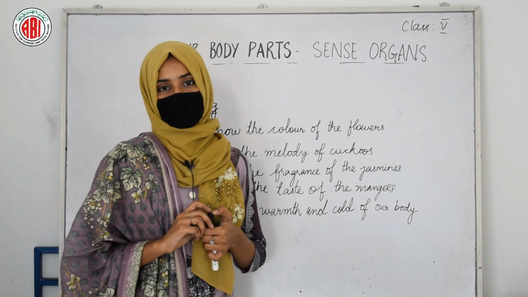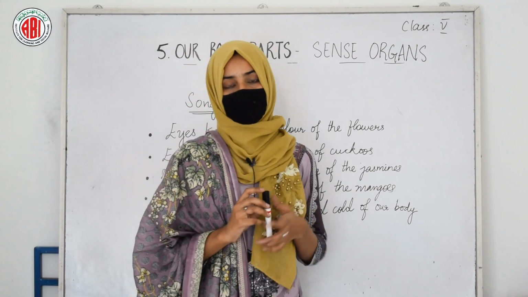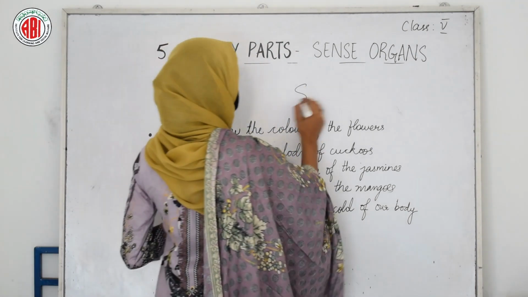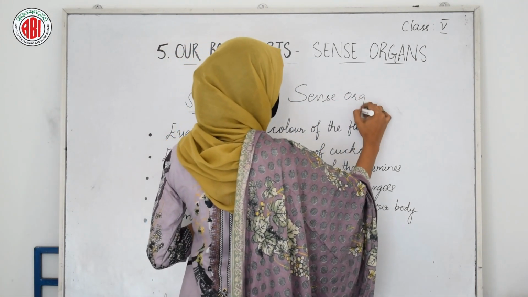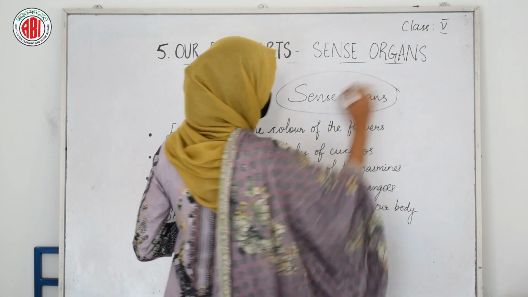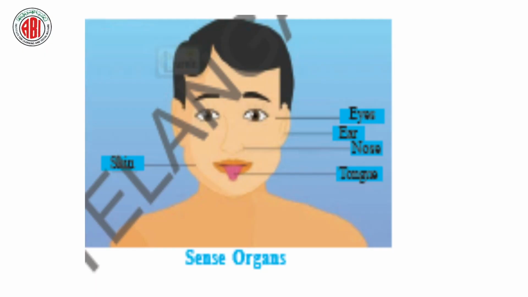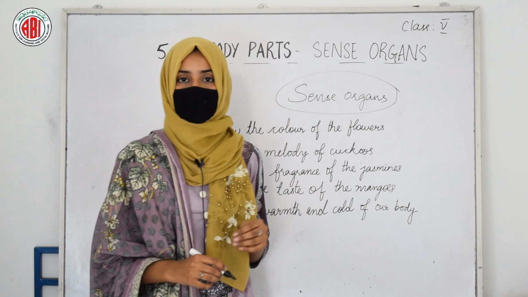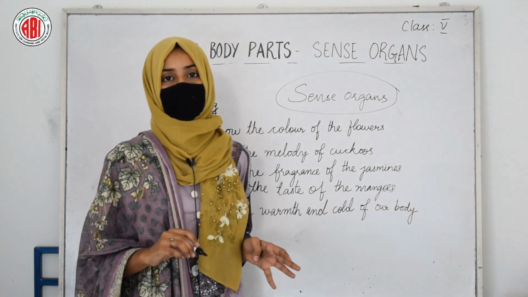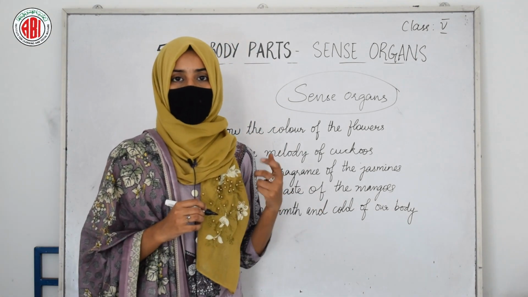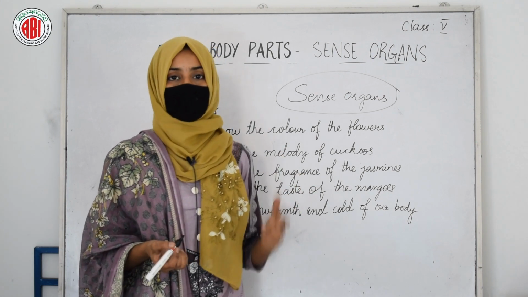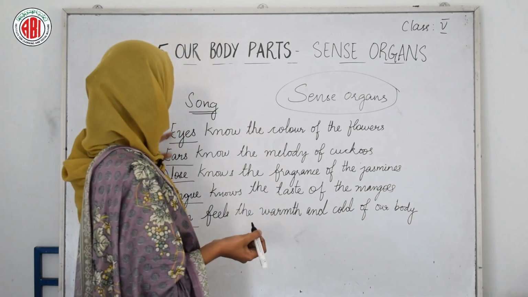So after listening, what did you understand? What does the song tell us? The song tells us about the 5 sense organs. You might have studied in your lower classes about 5 sense organs, right? So the 5 sense organs are eyes, ears, nose, tongue and skin. These 5 sense organs help us to know about our surroundings. Whatever happens in our surroundings can be sensed by these 5 sense organs.